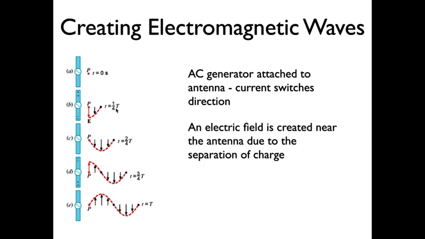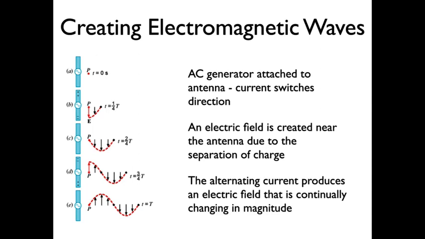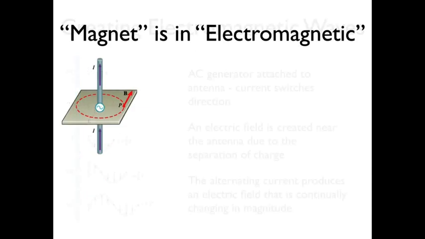In fact, atoms can produce electromagnetic waves by the movements of the electrical charges in the atoms themselves, or larger molecules, same kind of principle. The alternating current produces this electric field. Again, the electric field is continually changing in magnitude, and that becomes important for creating the other piece of the electromagnetic wave that we generate, namely magnetic field as well.